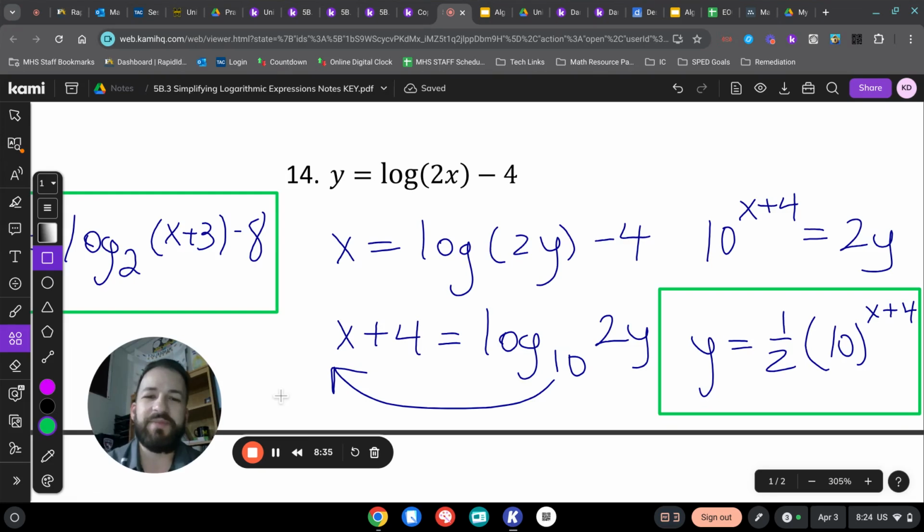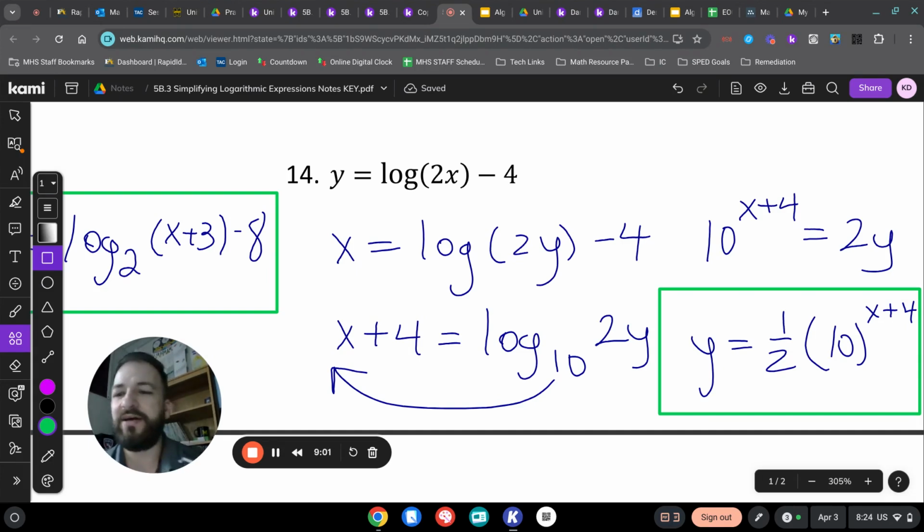All right, and just like before, we want to start by switching that x and y. Then we have that minus 4 over with our logarithm. So first thing we want to do is add that 4 to both sides. So we get x plus 4. Then it is a log with no base, which means its base is 10. Moving that base to the other side, we get 10 raised to the power of x plus 4. And then last but not least, we have that 2. So I can divide that 2 over.